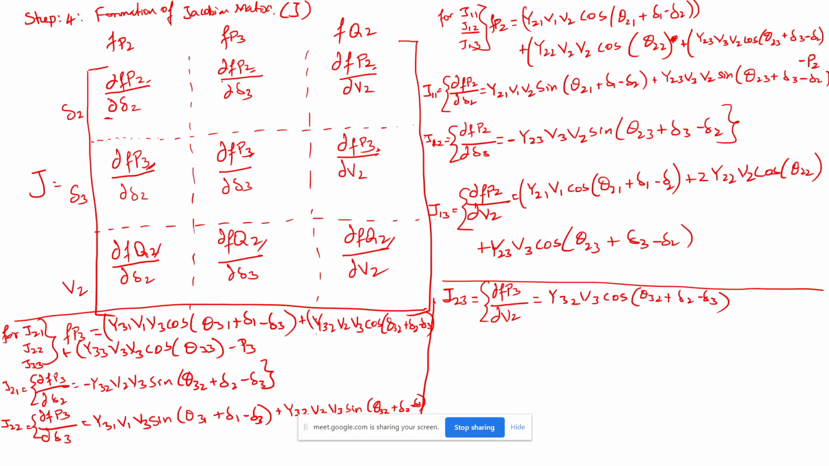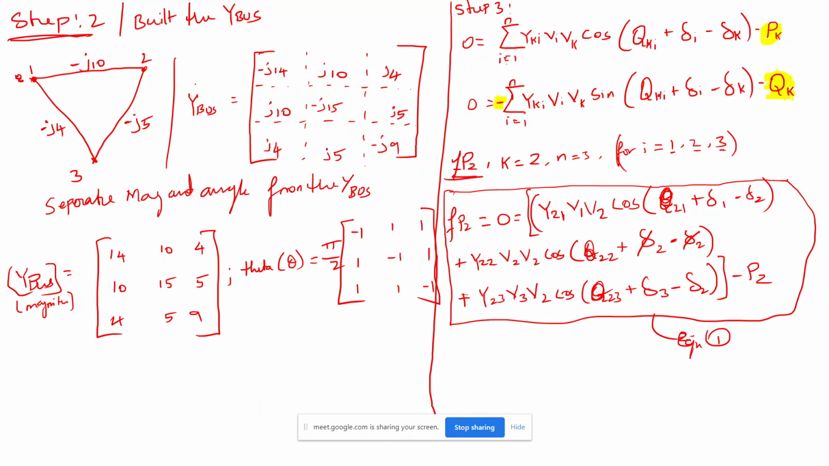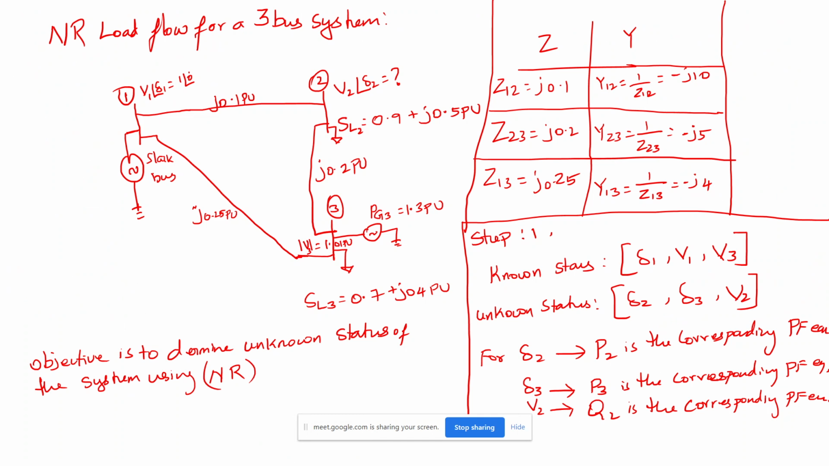Here is a quick recall of what we did in the last class. The problem is to find the bus voltages. The known quantities are del 1, V1 and V3, and the unknown or unspecified values are del 2, del 3 and V2. To find del 2, del 3 and V2, the corresponding power flow equations are P2, P3 and Q2.